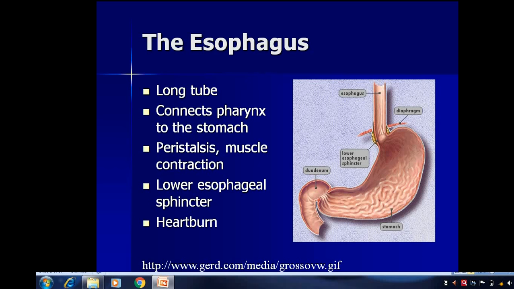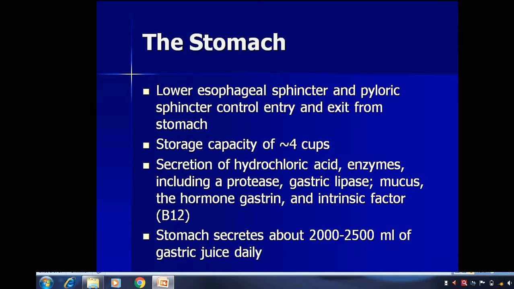When there is no food, there is some secretion of acids, which produces a pain, that is stomach pain. Sometimes it is referred to as heartburn pain. The lower esophageal sphincter and pyloric sphincter control entry and exit from the stomach. The storage capacity of the stomach is about 4 cups.